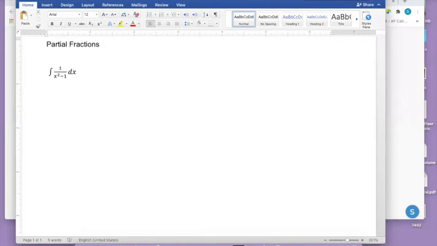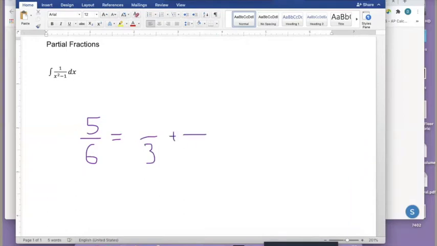And so the analogy is like this. If we have 5/6, and that's equal to something over 3 plus something over 2, right? Well, what are those numbers? That's kind of the analogy of what we're doing with partial fractions. What you have to do is you have to be able to factor the denominator. Notice we can do that. That's equal to x plus 1 times x minus 1.